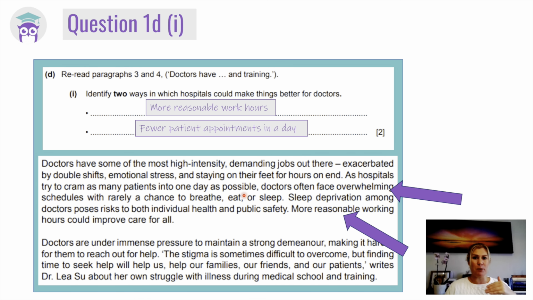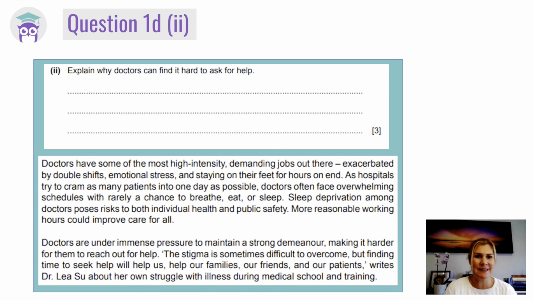So for example, you could say, hospitals could make things better for doctors by having fewer patient appointments in one day, because they're identifying that one of the problems is cramming as many patients in. You could have also said, for example, with this one, they need more breaks. So it's really, really important that if you can't find the obvious explicit answer, you start reading between the lines.